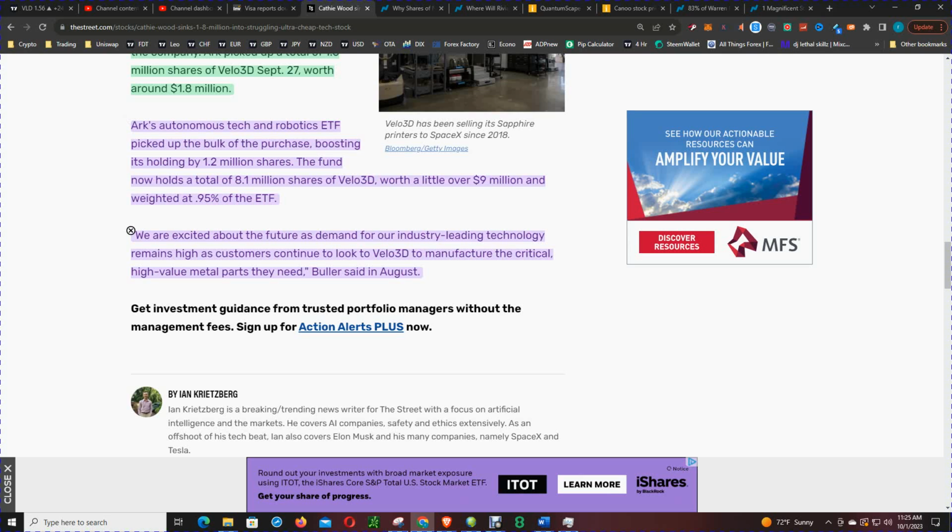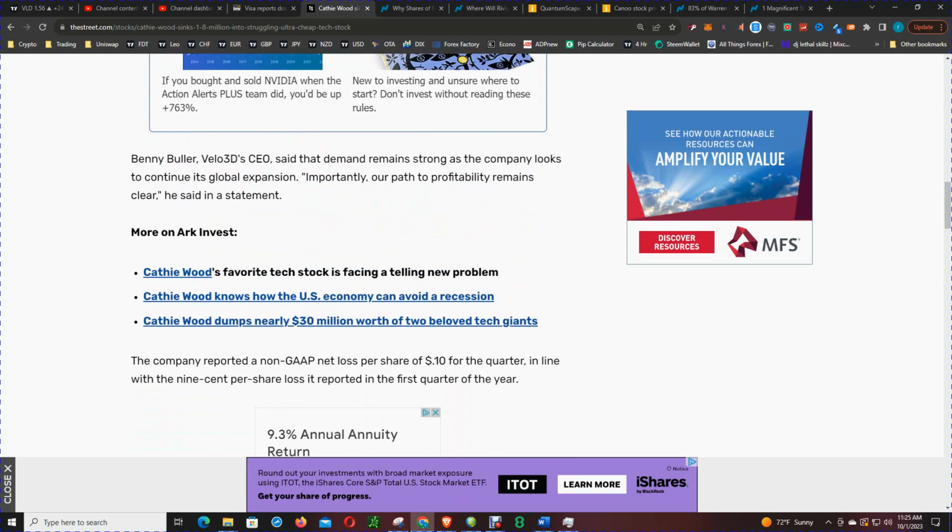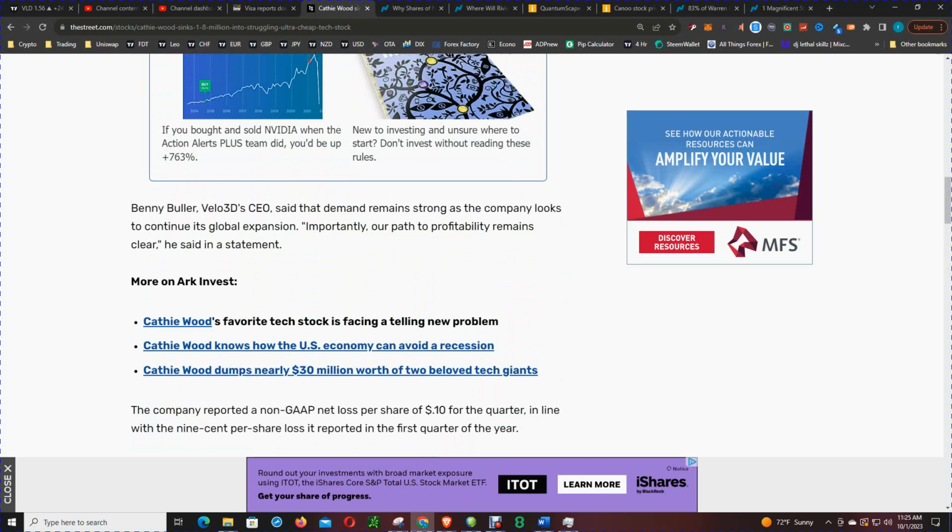We are excited about the future as demand for our industry-leading technology remains high, as customers continue to pick up Velo3D to manufacture the critical high-value metal parts they need, Buller said in August. So I don't know who this Buller gentleman is. All right, so he's the CEO, Benny Buller.